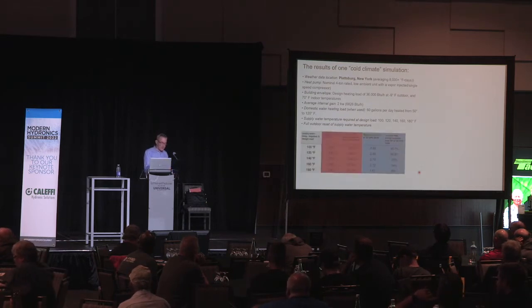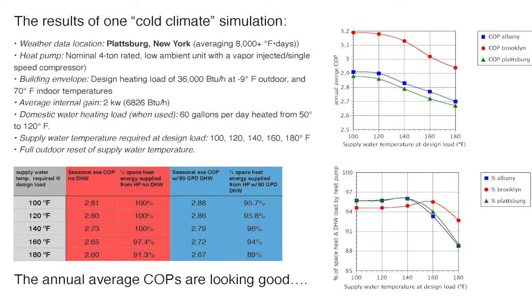So let's start over on the left. That's the supply water temperature required at design load. In the red column there, seasonal average coefficient of performance when there's no domestic water. Again, this is Plattsburgh, this is cold. Ranging from a low of, at the high water temperature requirement, unmodified baseboard system, we'd have a seasonal average COP of about 2.6, and we were still covering about 91% of the load of that house.